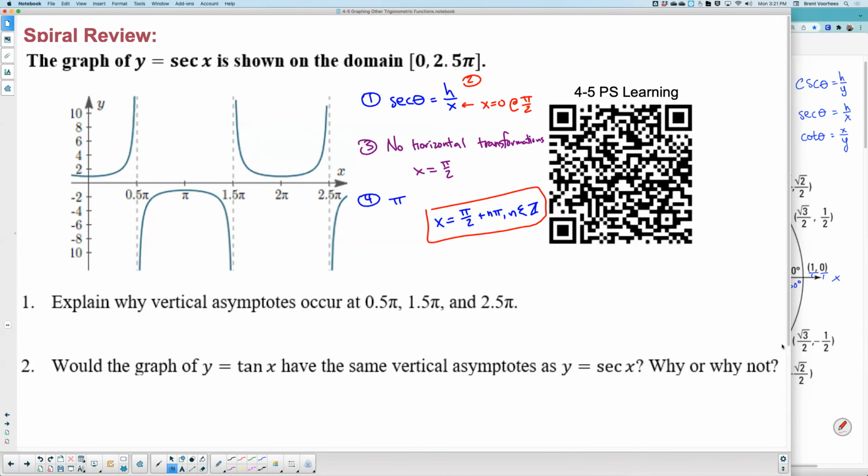As I was saying, they're going to occur at the first one at half a pi, and then 1.5 pi, 2.5 pi, and so on, because it's just adding a pi each time. Okay, here's the next question.